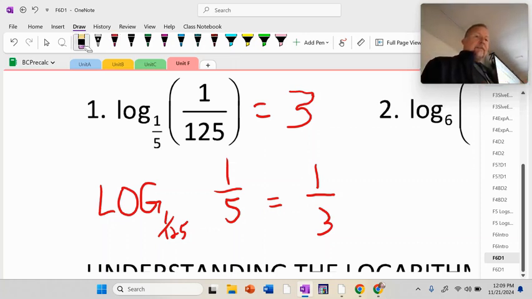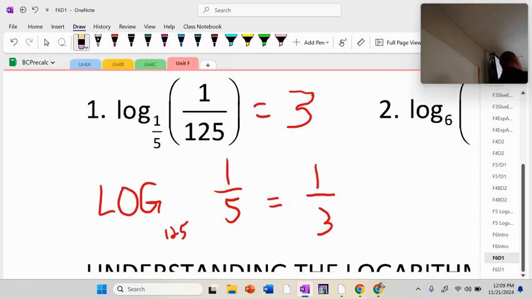But what if I did this? What changes in the answer? What if it was log base 125 of 1/5? What's the only thing I have to do? 3, 2, 1, go. Negative. You get it.